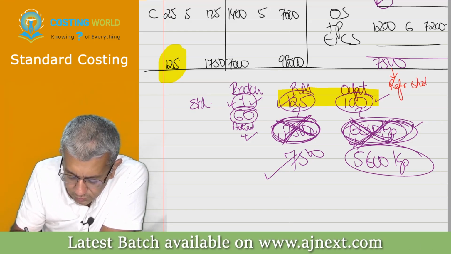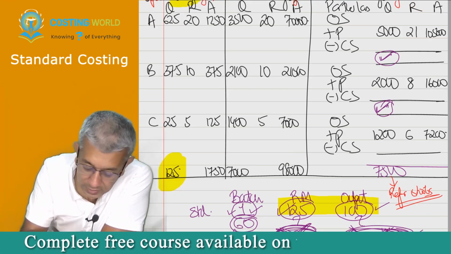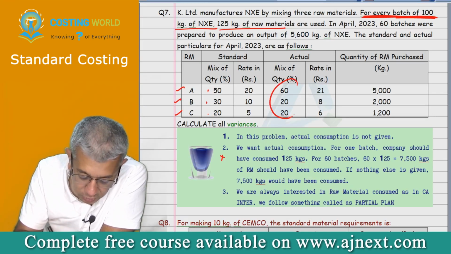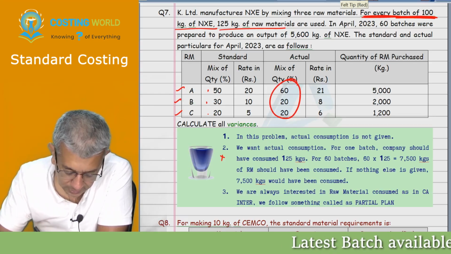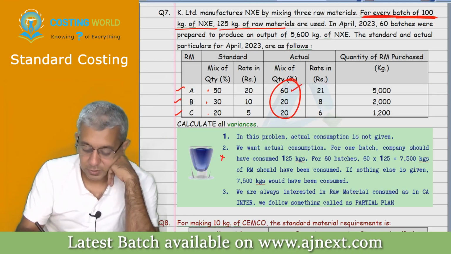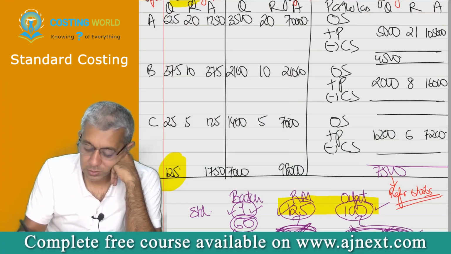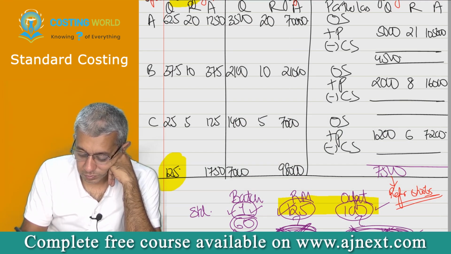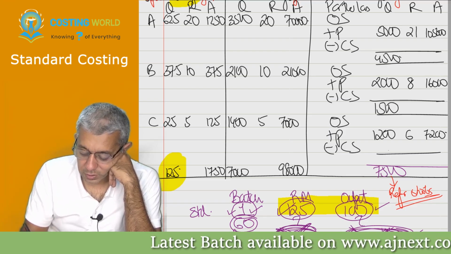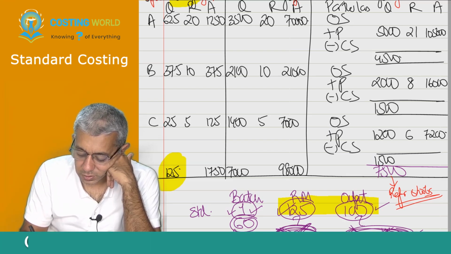Refer shorts. Now, 7500, please divide it in this particular ratio, in the ratio of actual mix. So 7500 into 60% is 4500, 20% is 1500, 20% is 1500.